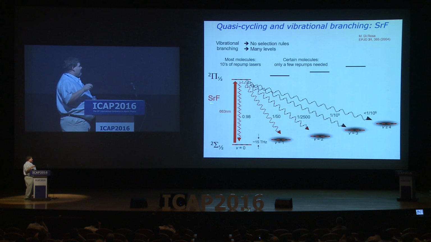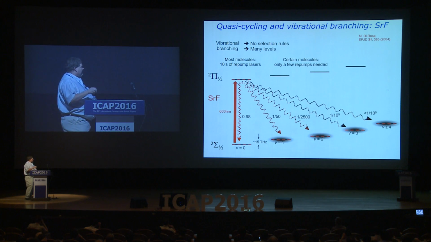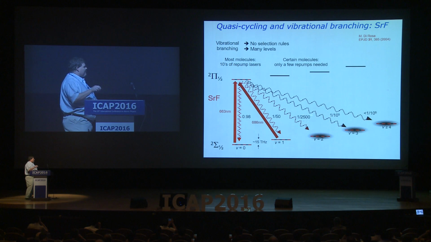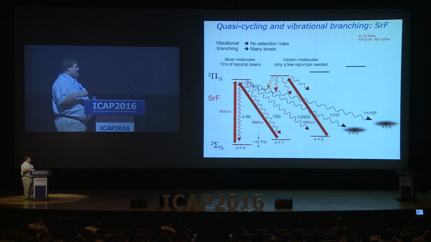So we use strontium fluoride molecules. Strontium fluoride has a single valence electron around a tightly bound core. It's sort of like the rubidium of the molecular world. And you can see in strontium fluoride, we can scatter about 50 photons on the main cycling transition before we decay into this first vibrational level. If we add a single repump laser, then we can scatter about 2,500 photons before we decay into this level. Another repump, and we can scatter about 10 to the 5 photons, which is enough for most experiments.